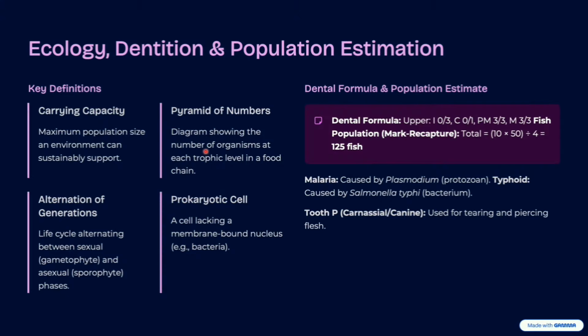Number 26, state one role of a condenser in a microscope. Of course, we had defined that. Concentrate light onto the stage.